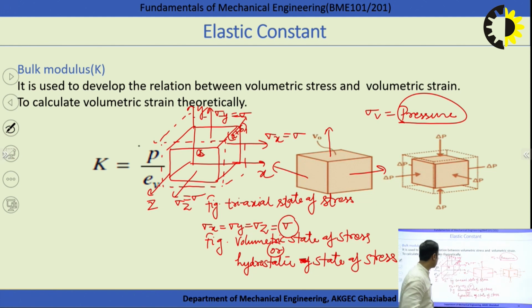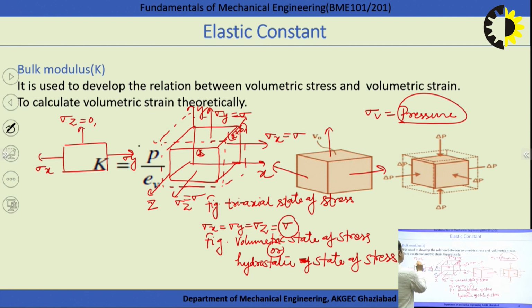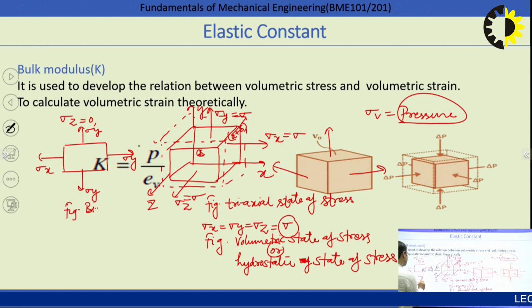If sigma z is 0, what is the meaning of sigma z equal to 0? In that case the stress induced has only two components, one is sigma x and another is sigma y. That is 2D. Triaxial is for 3-dimensional, and this figure is representing the biaxial state of stress.